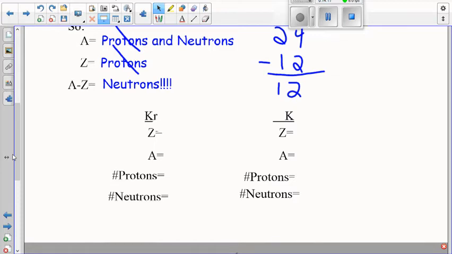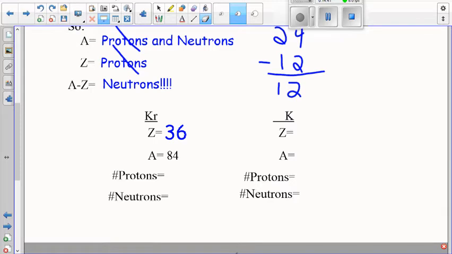What's the Z for Kr? The atomic number. 36. You got it. What is the mass according to this periodic table? 83.8. Right. And what should you do with that? Closest whole number would be what? 84. Love it.